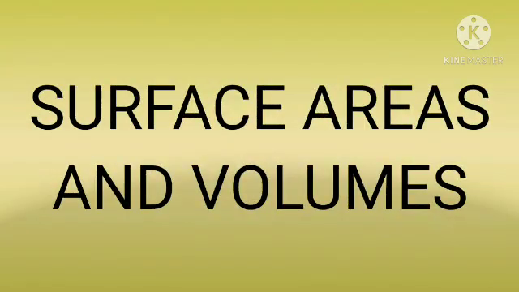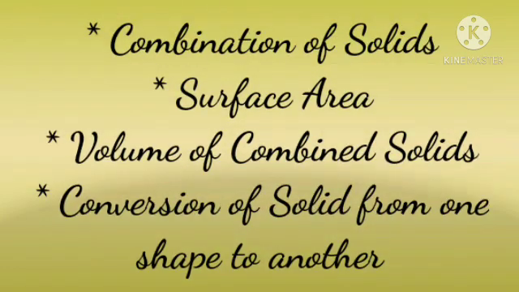Now let us move on to our last lesson today, surface areas and volumes. In this chapter, we are doing the following concepts: combination of solids and their surface area, volume of combined solids, and conversion of solid from one shape to another. As you know, children, in our day-to-day life we come across a number of solids made up of combinations of two or more of the basic solids, as we learned earlier.